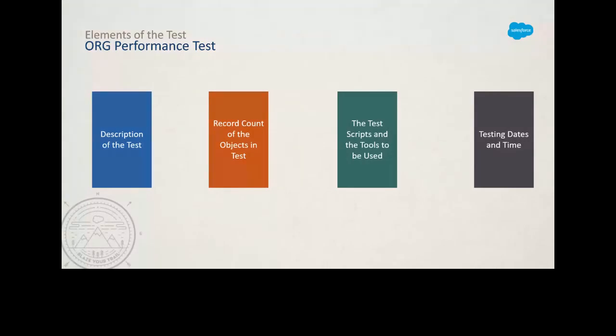We have to inform Salesforce what the test scripts are. In fact, we need to send the test scripts, and also define the test tools. There are some defined Salesforce performance test tools, many of which are AppExchange based, or many of them are free. And we have to inform Salesforce of the testing date and time. So on which date and at what time we would like to perform the performance test. And remember, it needs to be scheduled at least 2 weeks prior to the desired date and time.